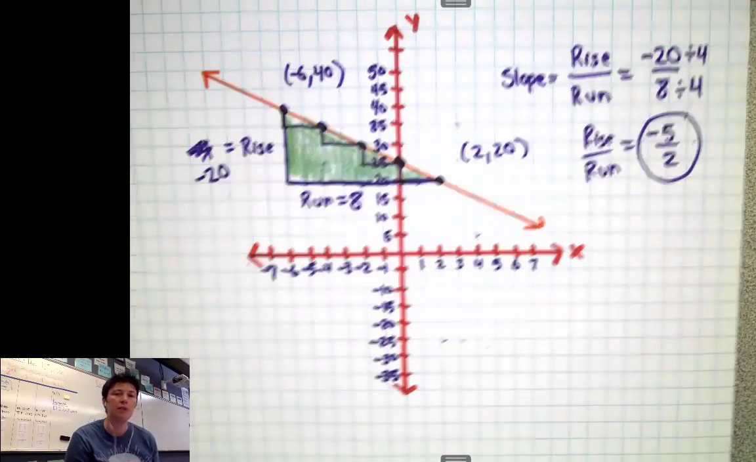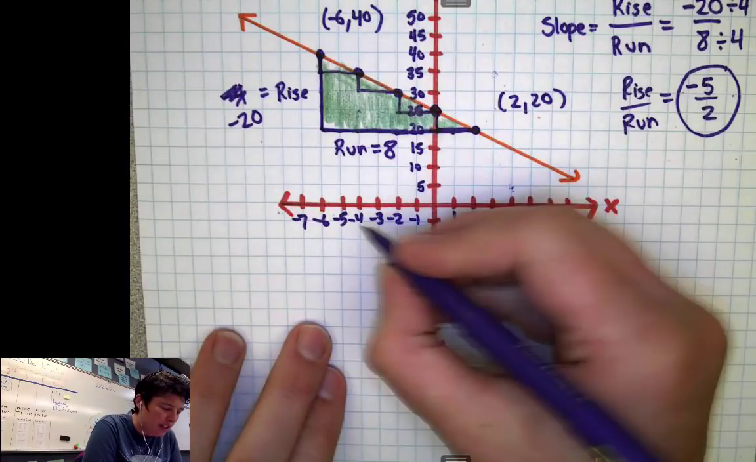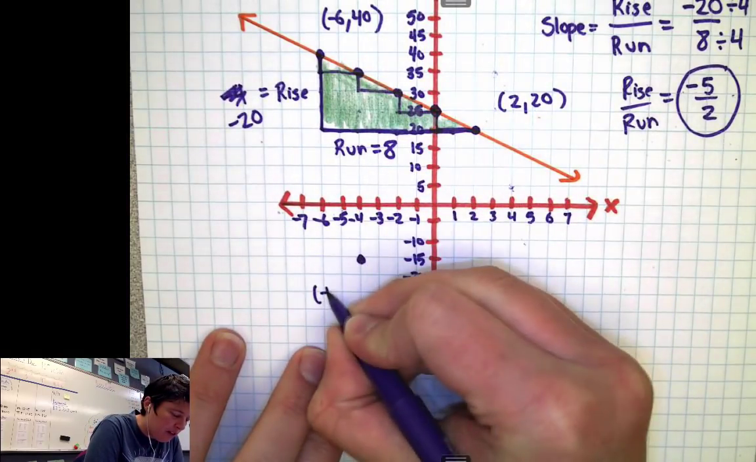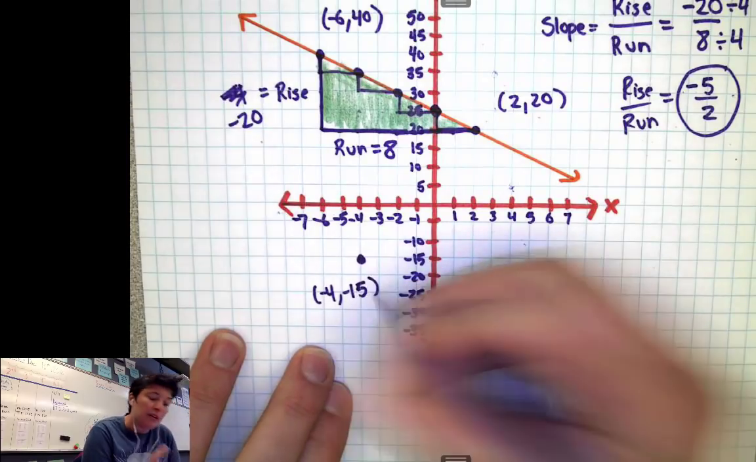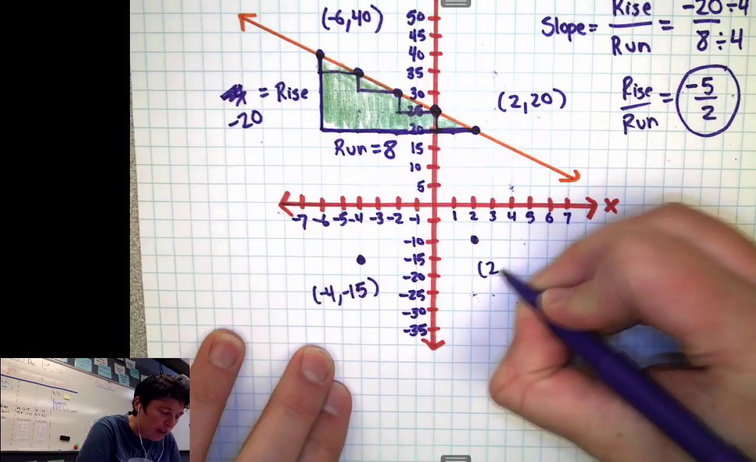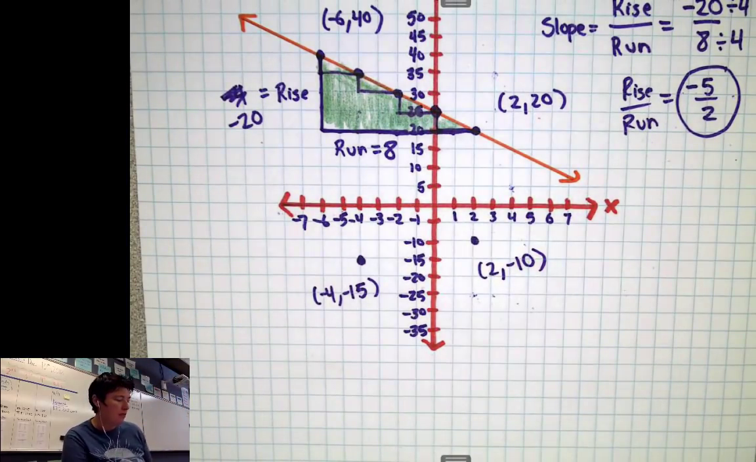Okay, so one more line we're gonna put on the graph and then we'll be all set today. We're gonna plot a point at -4, -15 right here. We're going to plot one more point at 2, -10. And we're going to connect those points and measure the steepness of that line.